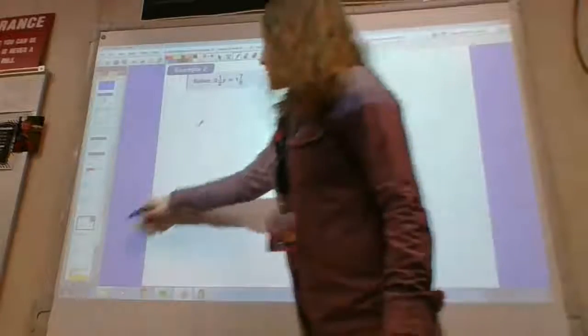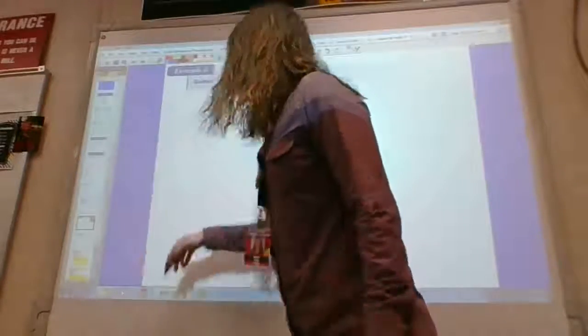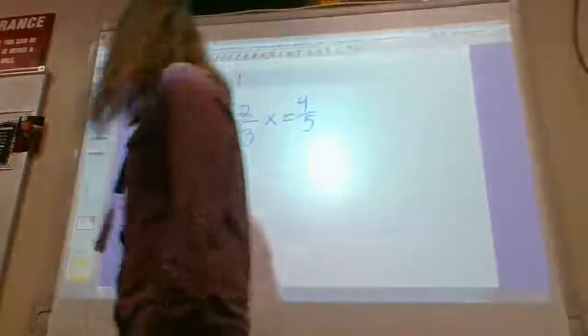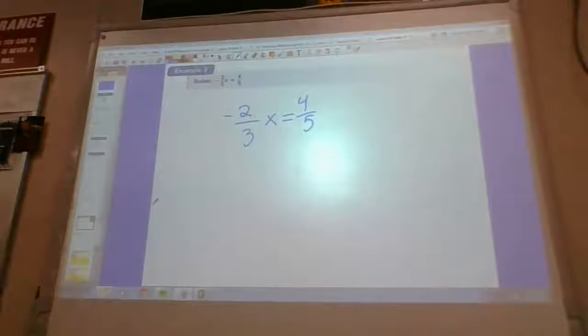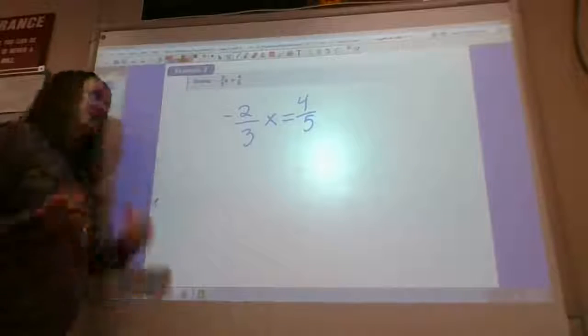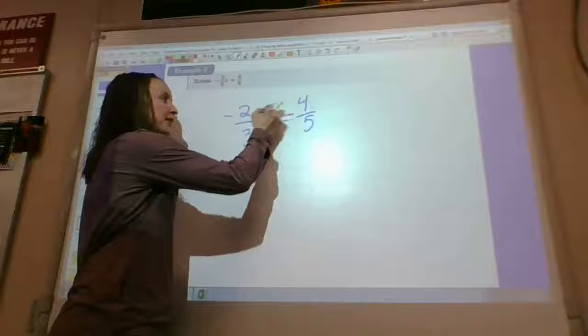So right here then, oh, you guys already did that one. I should erase that then. Let's do this one. Negative 2/3 x equals 4/5. Please pause it and then see if you can get the right answer before we do it together.